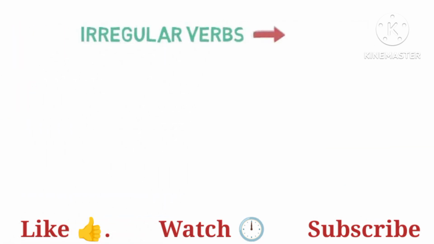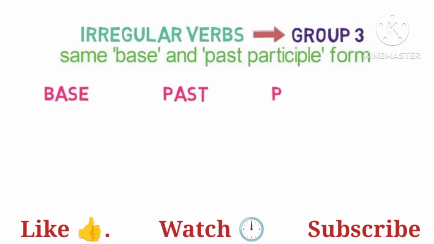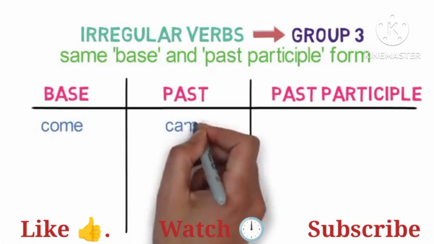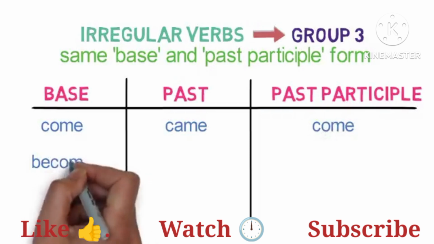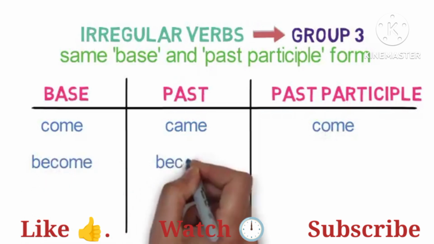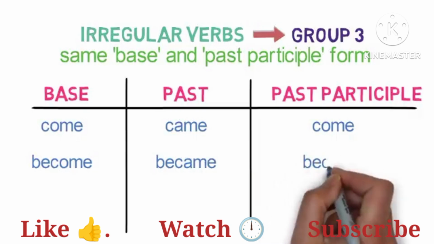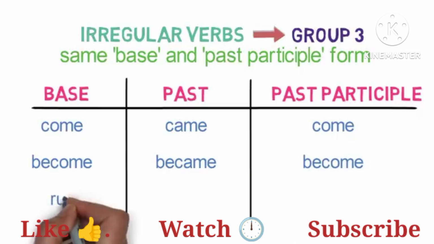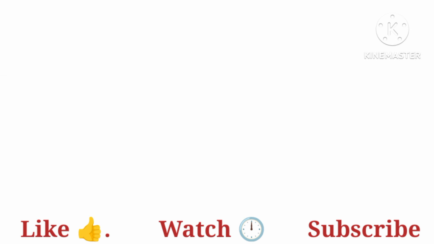Let's look into group 3 having same base and past participle form. Come in base form converts to came in past form and in past participle form it again converts to come. Become in base form converts to became in past form and in past participle form it again converts to become. Run in base form converts to ran in past form and in past participle form it again converts to run. So here were the examples of group 3.